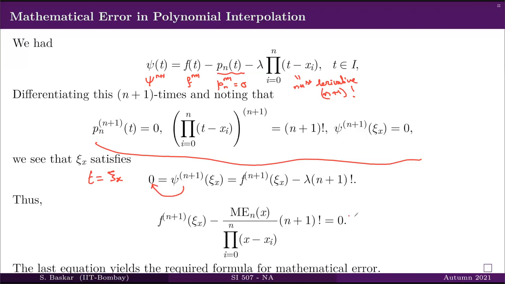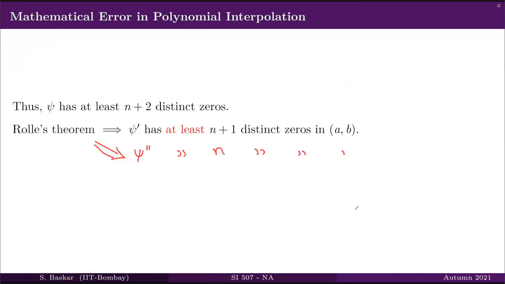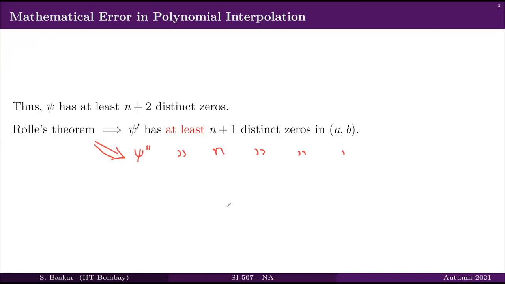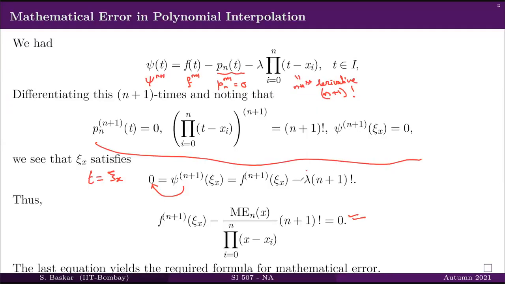And that immediately gives you the expression for the mathematical error. Now, how will you get this? Well, you can go back and see how your lambda is defined. Lambda is defined as f of x minus pn of x. That is your mathematical error at the point x. And that lambda is actually sitting here, right?